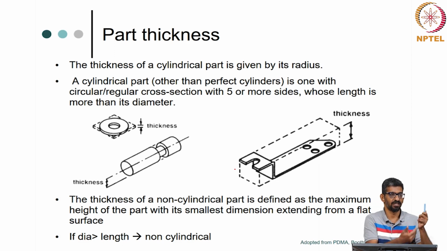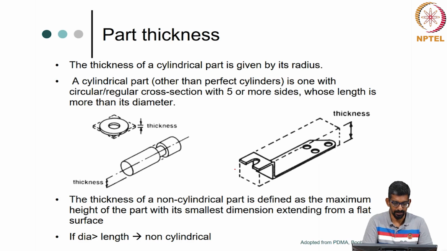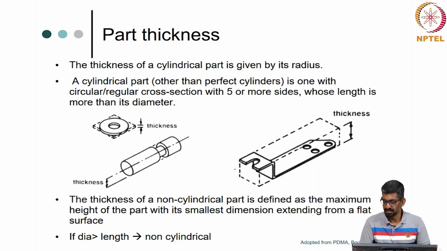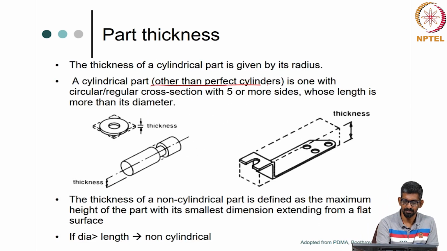Okay. What is the radius of that? That will be the thickness of your cylindrical part. But not always are you going to have a part that is completely cylindrical. Sometimes you might have a break in between and they call it non-cylindrical. A cylindrical part other than perfect cylinders is the one with a regular or circular cross section with 5 or more sides. Okay. So, imagine that it is not a circular cross section, but it has a rectangular cross section. Okay. So, that is a non-cylindrical part in that sense, because you need to have a circular cross section, right.